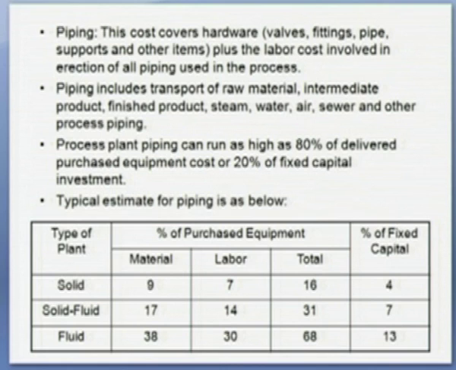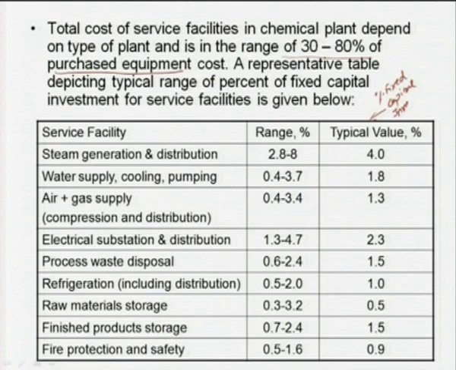Now, these values are essentially the percentage of fixed capital investment. That point we should note. What I told you is that the service facilities are in the range of 30 to 80% of purchase equipment, but these are percentage of the fixed capital investment. In finished product storage, the cost range is 0.7 to 2.4, a typical value 1.5% of fixed capital investment, and so on and so forth.